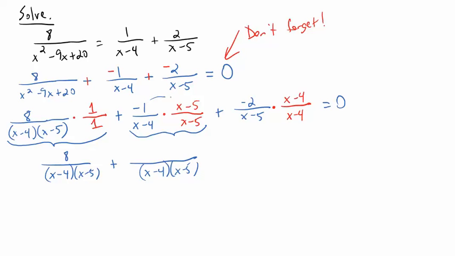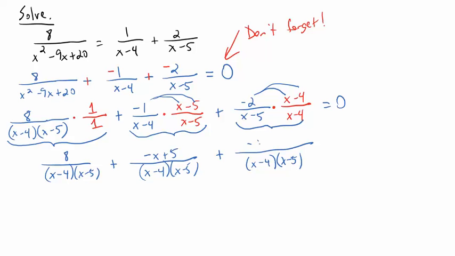My numerator is negative x plus 5, plus my third fraction, same denominator, x minus 4, x minus 5. And my numerator is negative 2x plus 8.